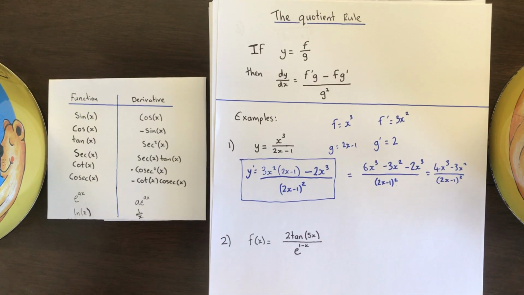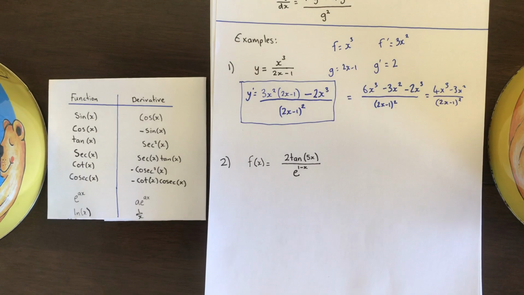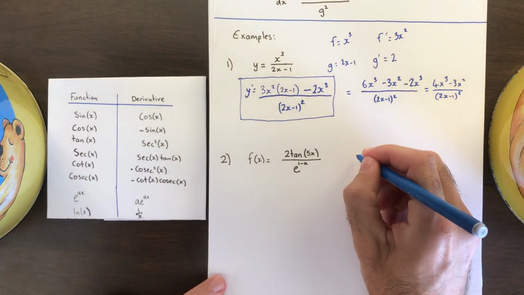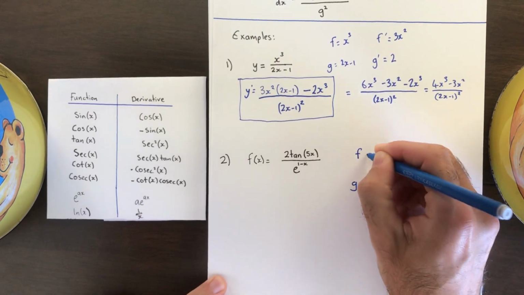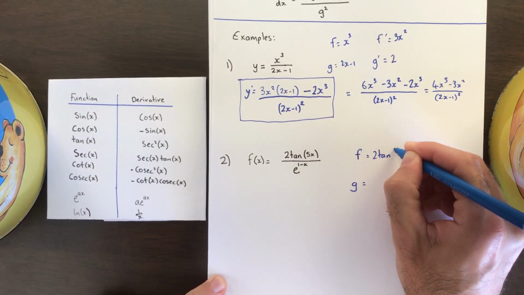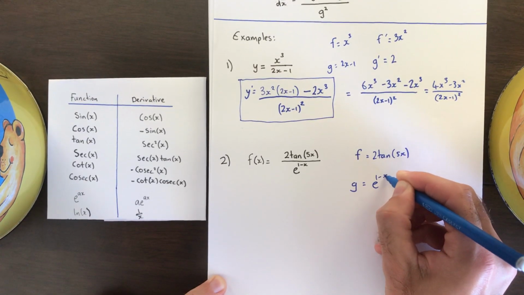Second one, getting a tiny bit trickier here. We're going to look at some of our other types of functions. I've just got our formula sheet here to help us. So again, I'm just going to write my f, my g, my f dash, and my g dash. So f in this case is 2 tan of 5x. G is my e to the 1 minus x.